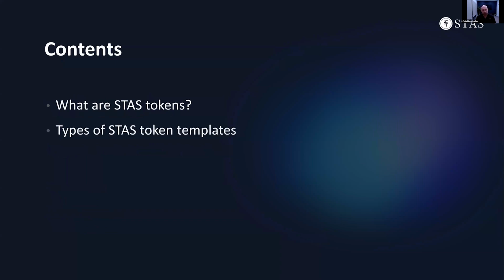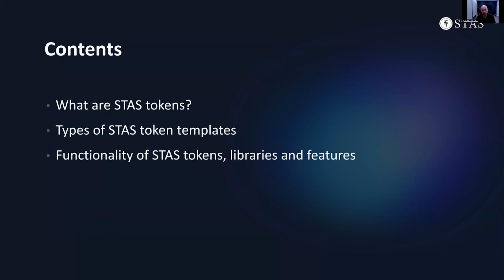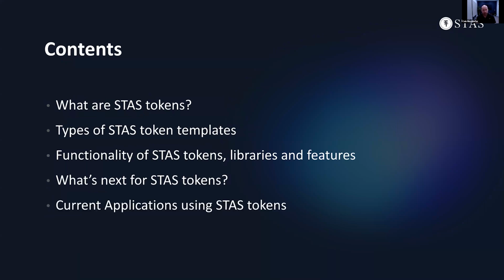So the contents for today: first, we'll go over what a STAS token is, and then also the different templates available. There's not just one STAS token. There are different templates. They have different features, and we'll go over those as well. Thirdly, we'll go over the functionality of the STAS tokens, different features, and some of the libraries that are available as well. I will also cover what's next for STAS, what's coming up, and some insights into that. And then we'll also look at some applications currently using STAS tokens today.